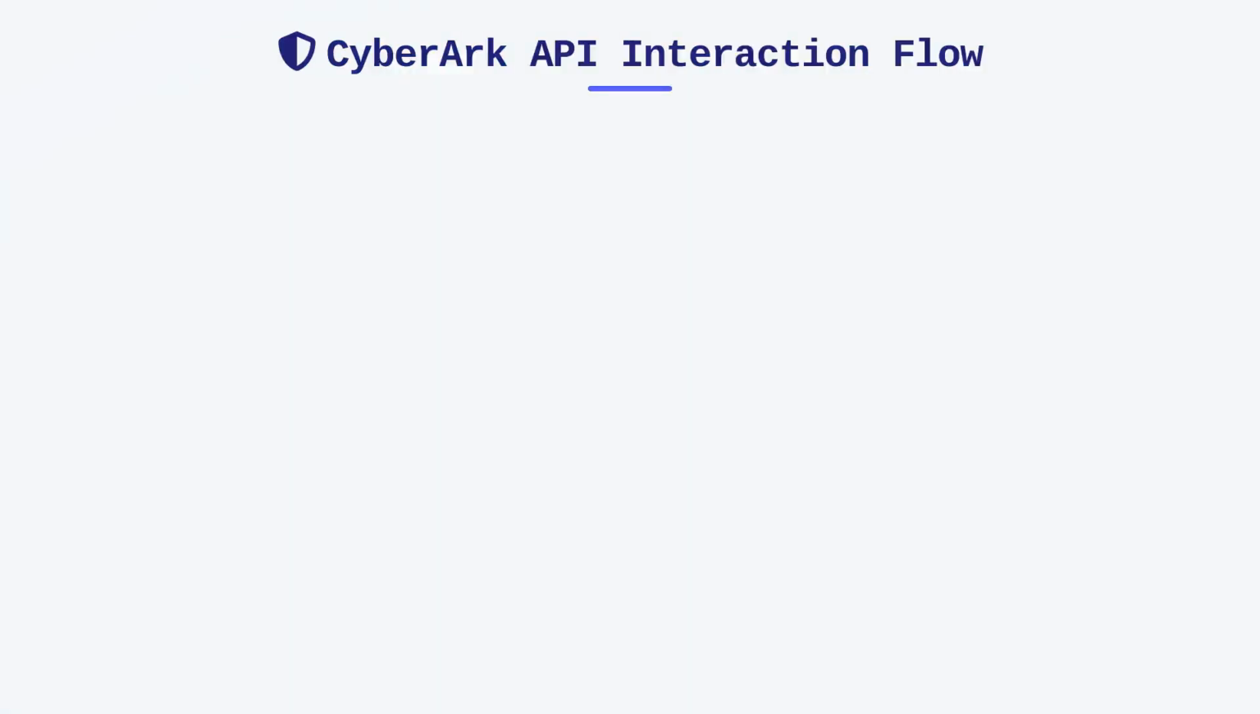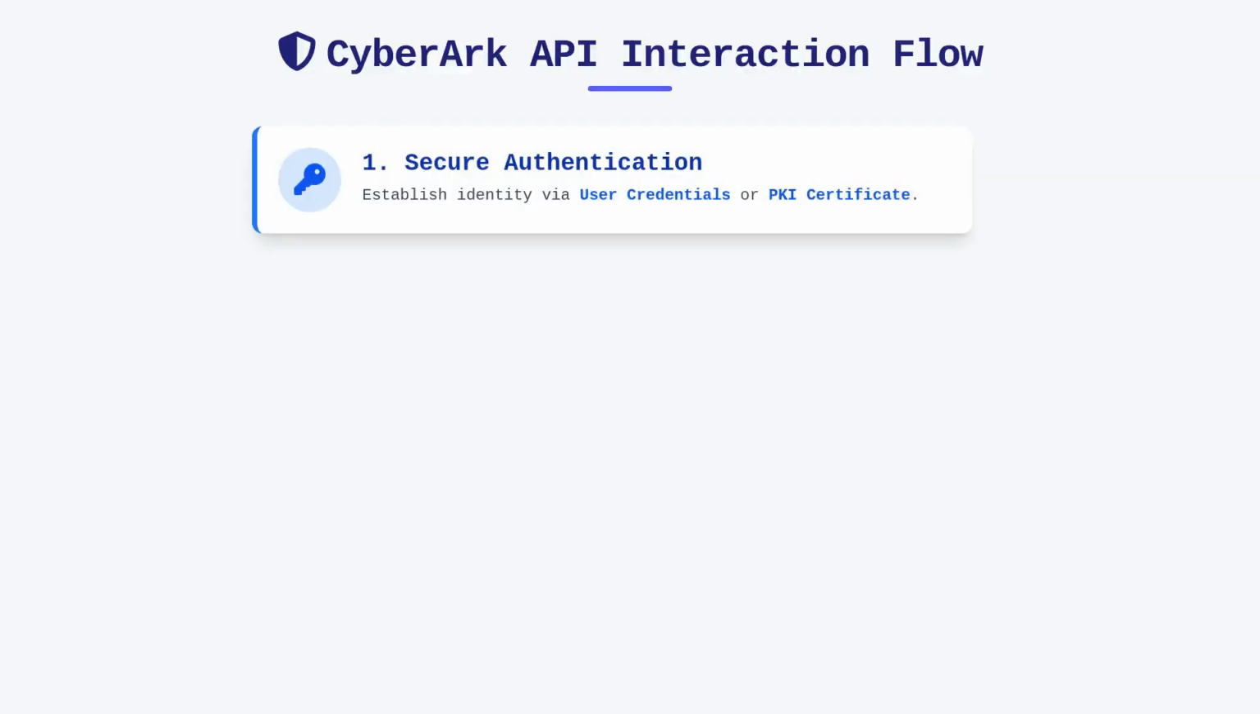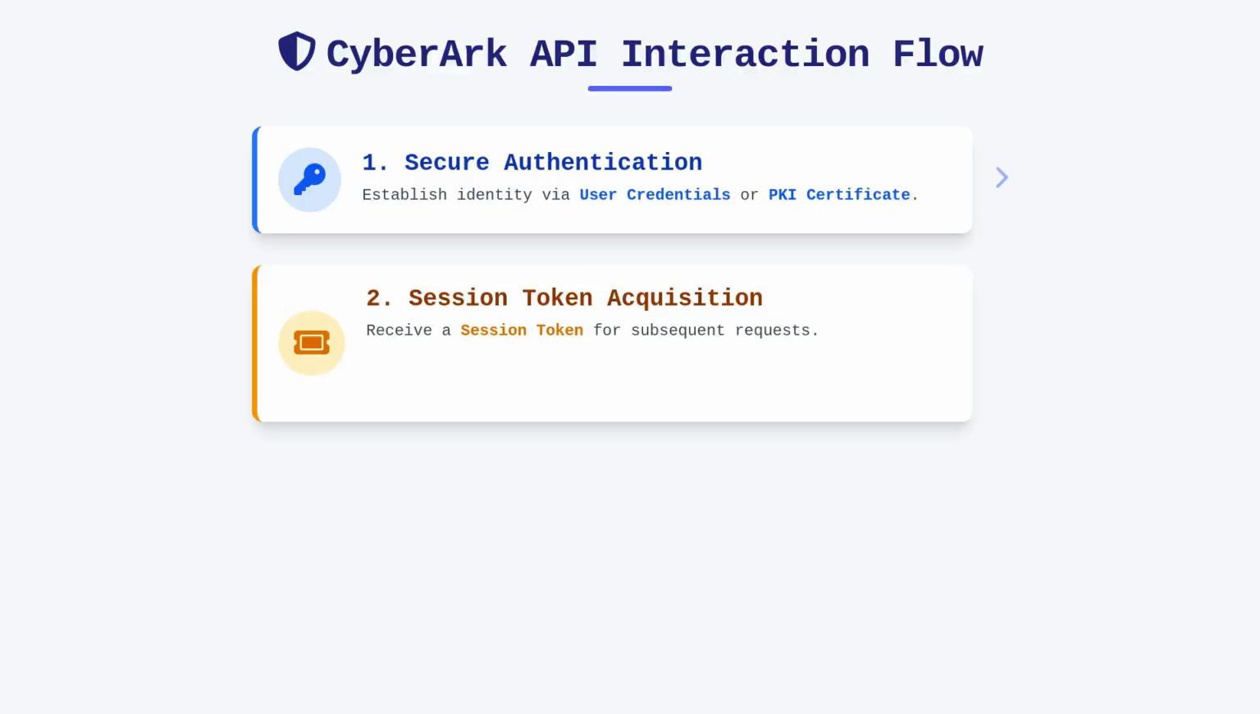To interact with the CyberArk API, we must first establish a secure session, which requires a robust authentication mechanism. The API typically employs a session-based authentication flow where you authenticate against the REST service using your credentials or a PKI certificate. Once you authenticate, the service returns a session token, which you must include in the header of all subsequent requests to prove your identity. It is crucial to handle these tokens with extreme care, as they represent privileged access to sensitive vault operations.